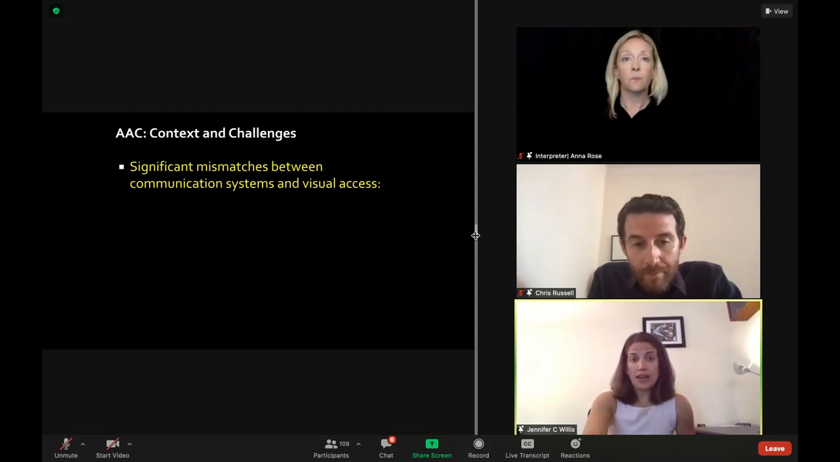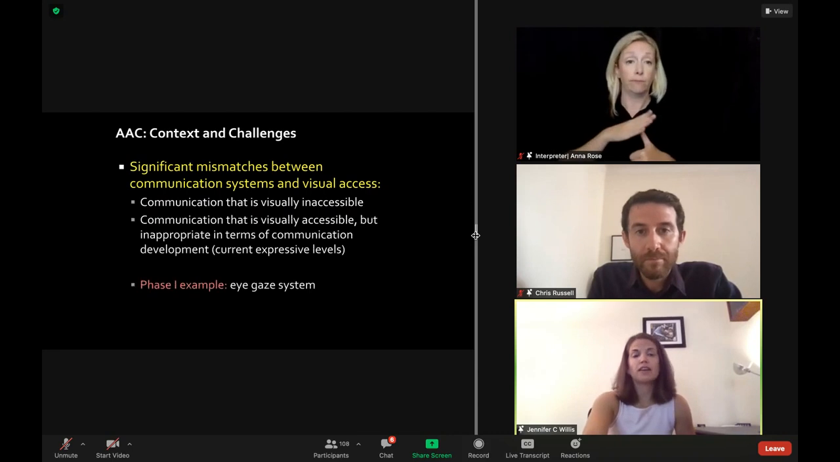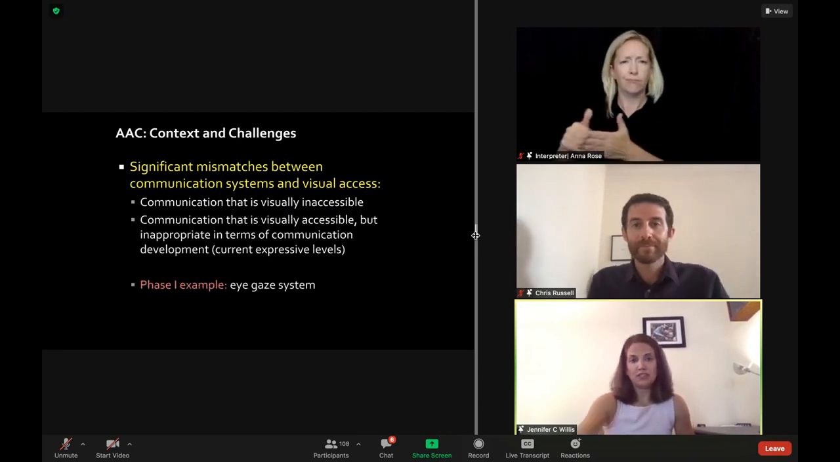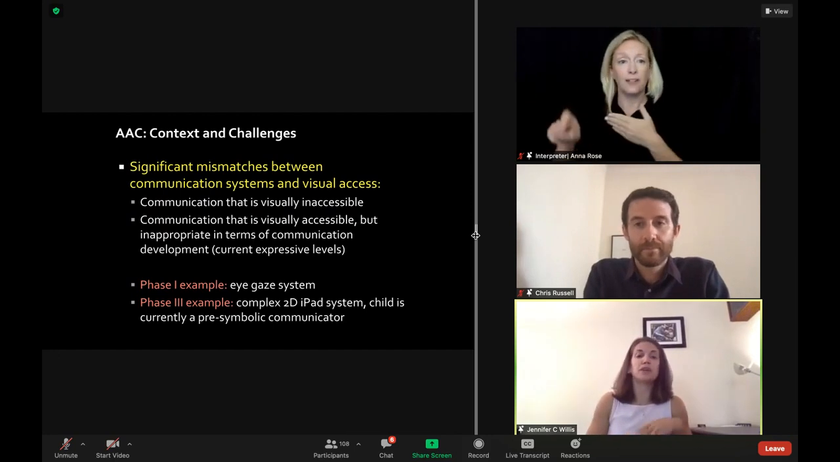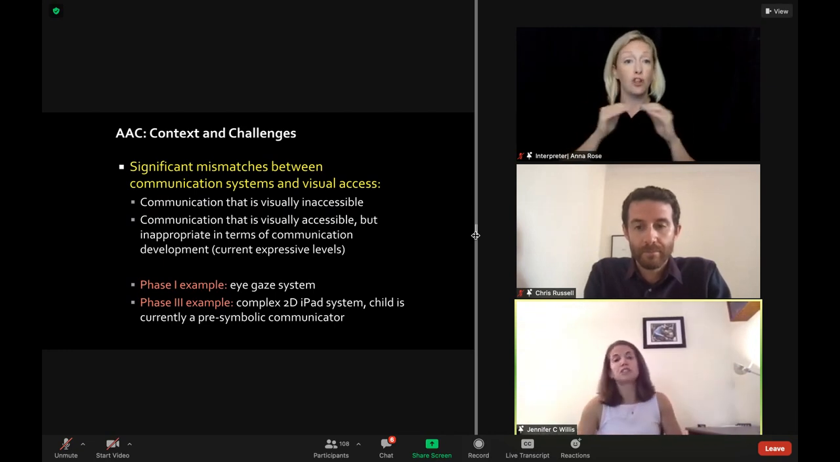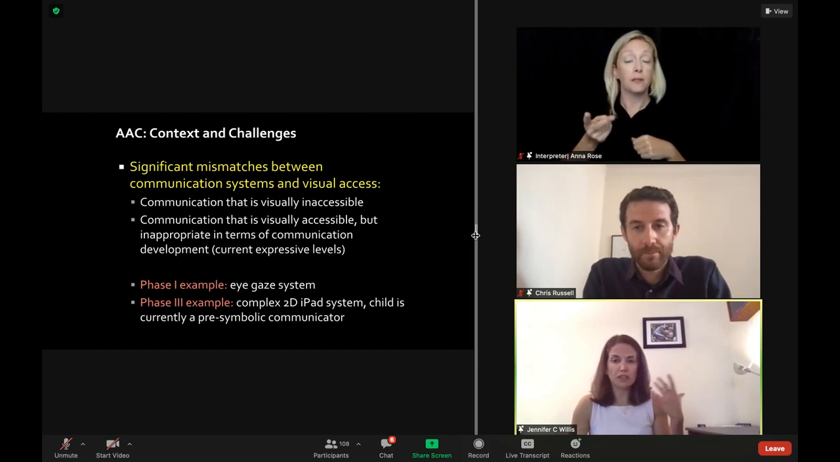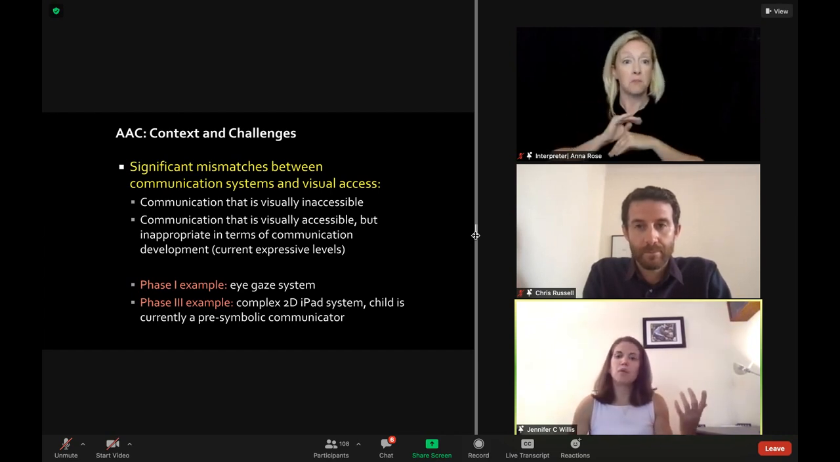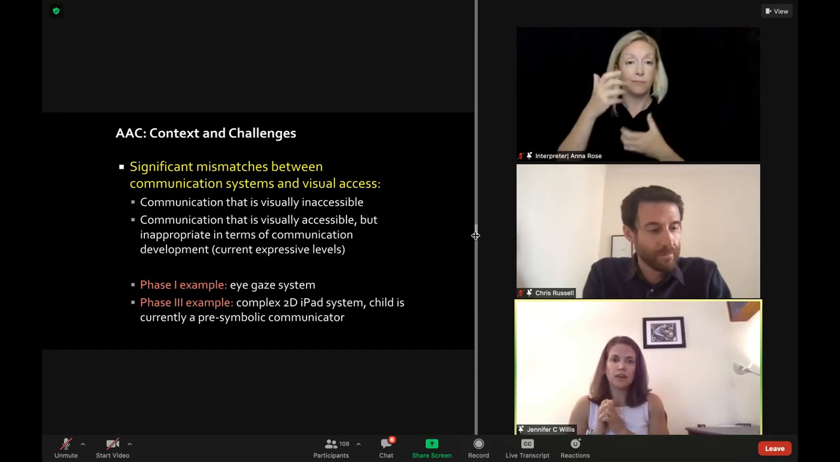So why did we create this matrix that we made? Primarily because we were seeing mismatches in communication systems that were set up for students. Something might be accessible for them based on their communication level, but might be visually inaccessible for their CVI level. Or it might be a system that really matches the needs for their CVI, but isn't necessarily matching the child's needs for their expressive communication abilities.